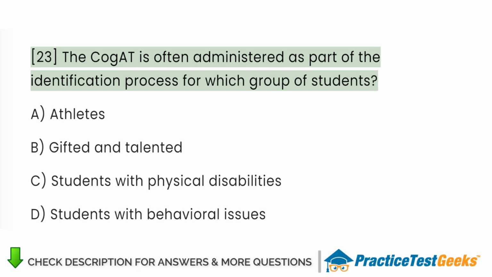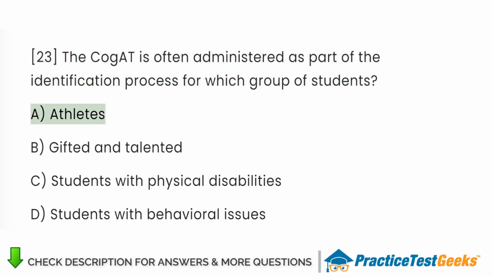The CogAT is often administered as part of the identification process for which group of students? A. Athletes. B. Gifted and talented. C. Students with physical disabilities. D. Students with behavioral issues.